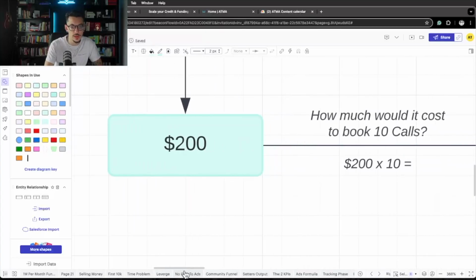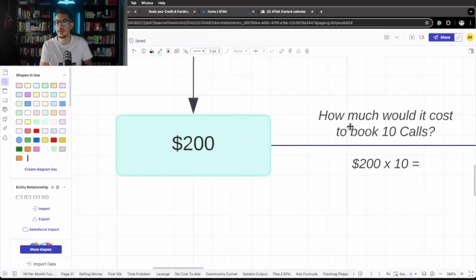Now the question becomes, okay, how can I get this in a week, or even a month? How can I get 10 booked calls in a month, or how can I get 10 booked calls in a week? And it's pretty simple. You just go 200 times 10, which will be $2,000.